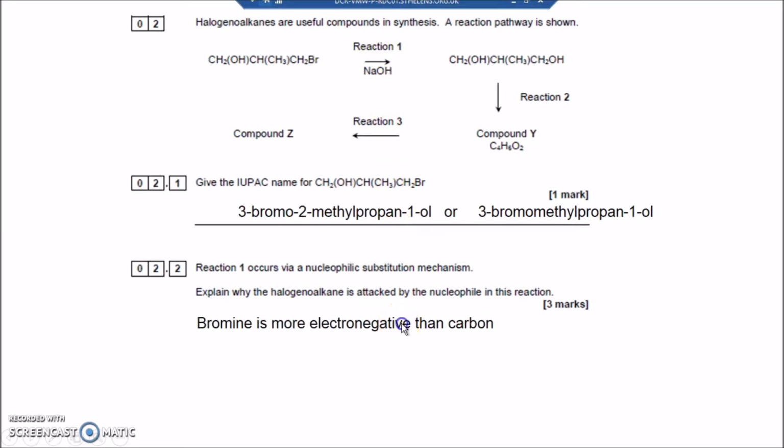Br is more electronegative than the carbon, good. C has a delta plus and Br has a delta minus. The lone pair on the OH minus is donated, or attacks, the C delta plus.